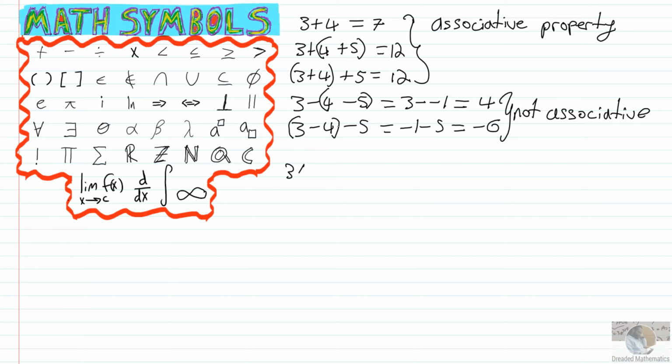Now let's look at multiplication using the same numbers. Let's say we have 3 times 4 times 5, and we group 3 and 4 in one case, and 4 and 5 in the other. Are these two things the same? Okay, 4 times 5 is 20. 20 times 3 is 60. 3 times 4 is 12. 12 fives is also 60. So yes, multiplication is also associative.